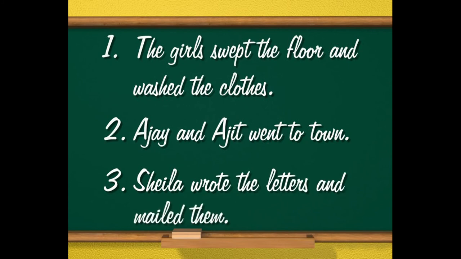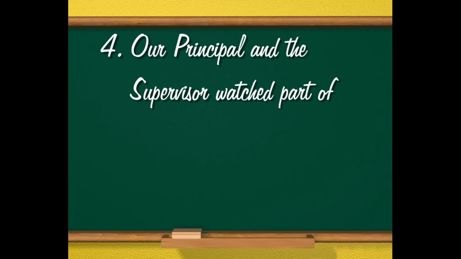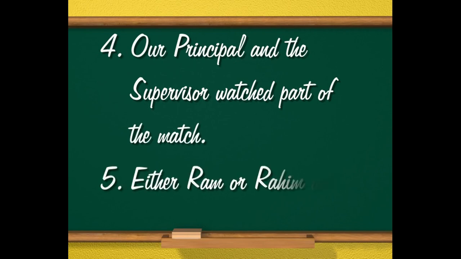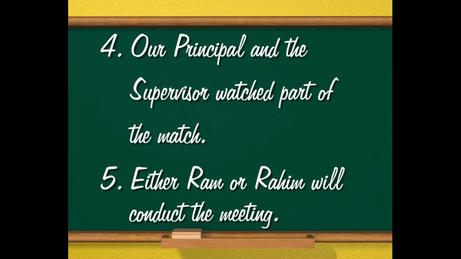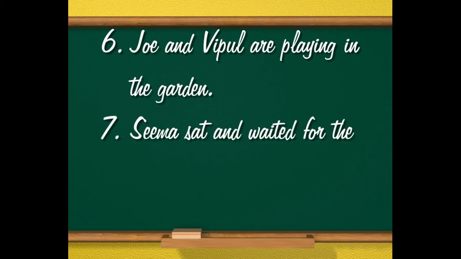Next question. Ajay and Ajit went to the town. Next question. Sheila wrote the letters and mailed them. Next question. Our principal and the supervisor watched part of the match. Next. Either Ram or Rahim will conduct the meeting. Next question. Joe and Vipul are playing in the garden.